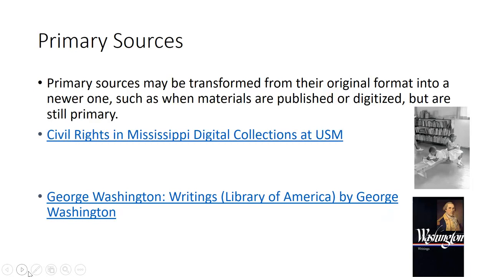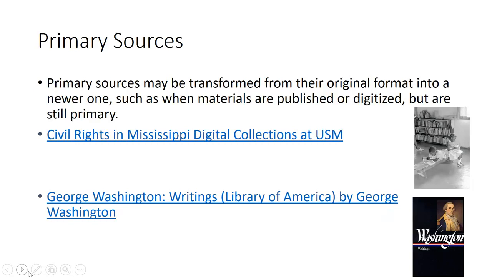So let's look at some other examples of primary sources that have been transformed. On this slide, you'll see the first title, Civil Rights in Mississippi Digital Collection. That is located at the University of Southern Mississippi. So if you're interested in finding primary sources related to civil rights activities on voting rights in Mississippi, you can go to this website and view photographs, diaries, letters, newsletters, and oral interviews related to this particular point in history.